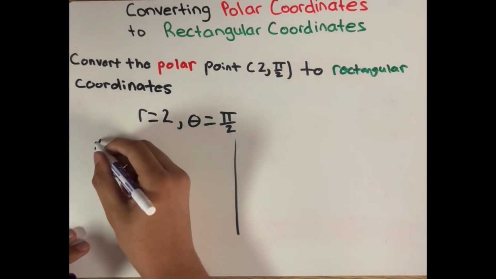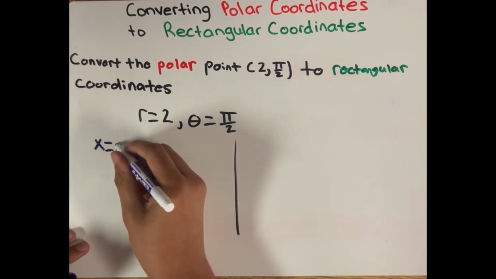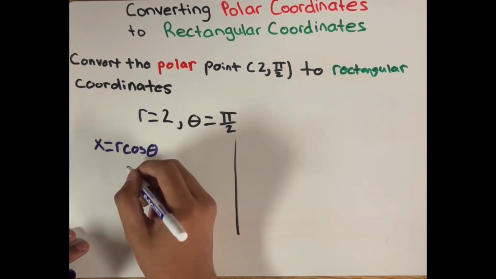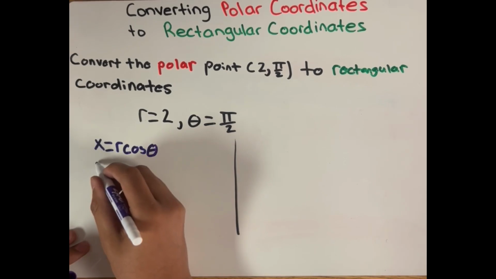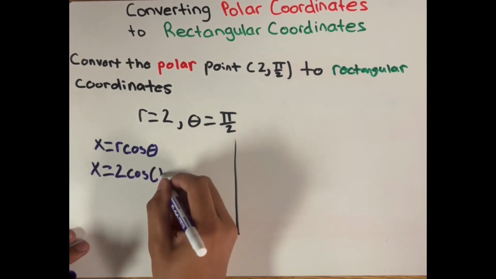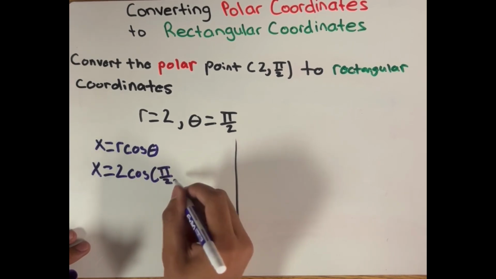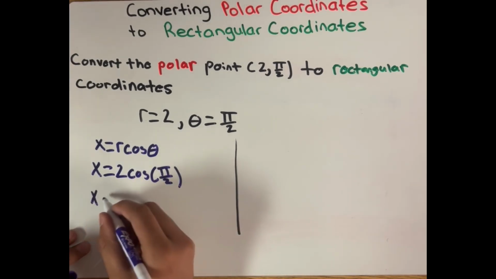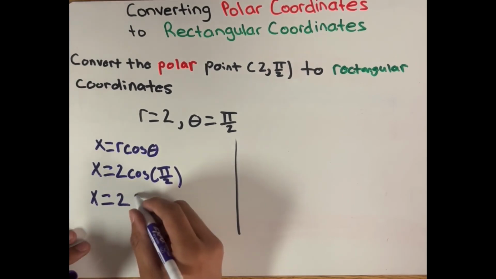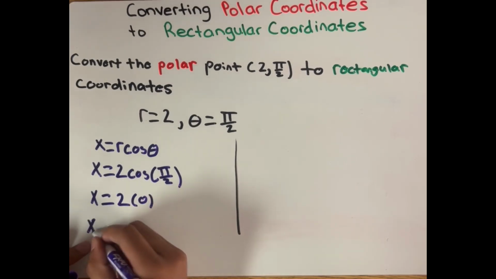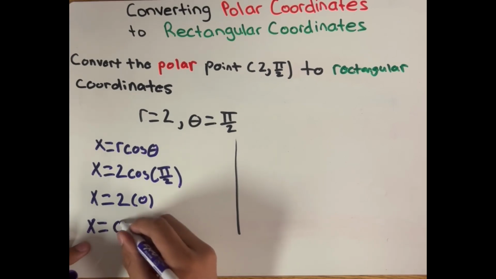First, we're going to solve for x, and we're going to do this using the formula x equals r cosine theta. Now we're going to plug in 2 for r and pi over 2 for theta. Now, we know that cosine of pi over 2 equals 0, so we're going to plug that into the equation. Now we solve for x, and we know that 2 times 0 is 0, so x equals 0.